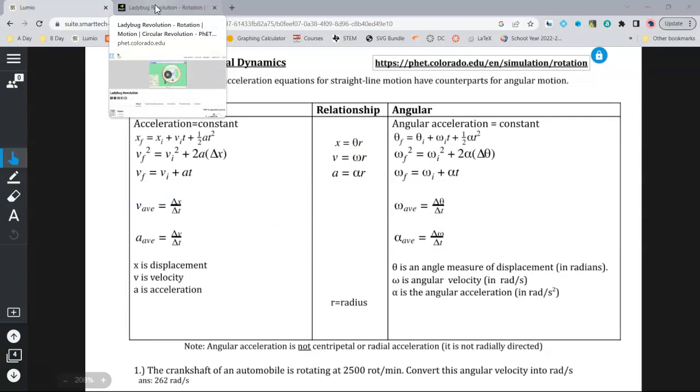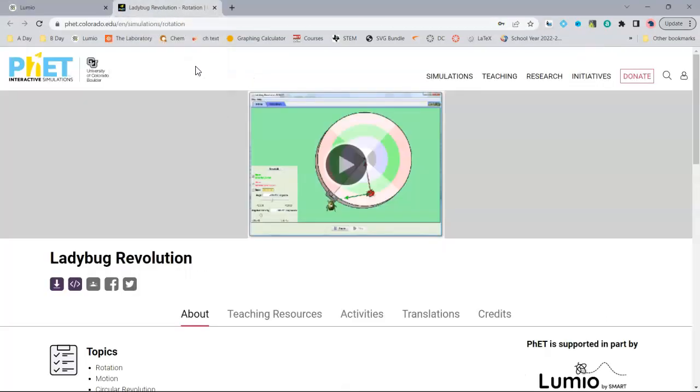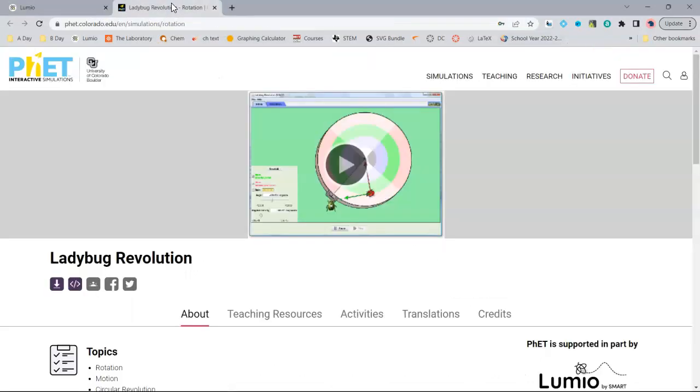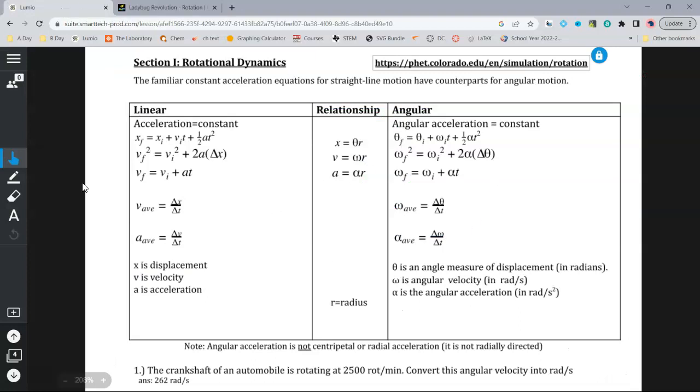In order to truly understand what the rotational world is like, right here is a simulation for rotational motion. I want you to go to that site and spend some time playing with this simulation, seeing how the ladybug behaves, seeing what the vectors look like on the ladybug. Then we're going to come back and look at these rotational dynamics and how the linear and the angular connect together.